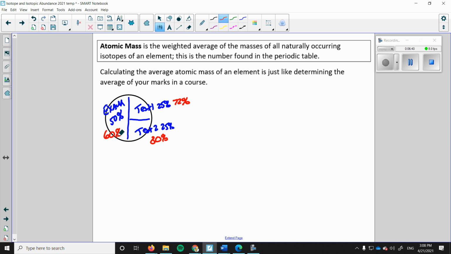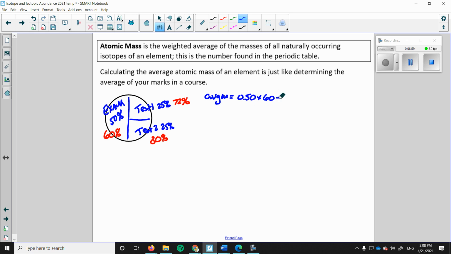So how would you calculate your average mark? Well, let's figure that out. So for the average mark, what you do is this. You take the percentage of each assessment. So let's look at the exam first. It's 50%. I'm going to write it down as a decimal. And my mark here was 60.